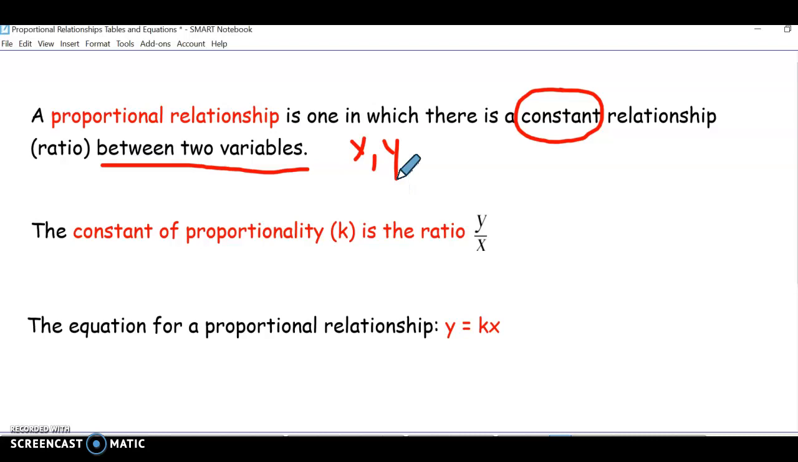All right, we are going to talk about something called the constant of proportionality, and we use the special letter K for that. And we're going to talk about finding it by dividing our y variable by our x variable. And finally, the equation for a proportional relationship is going to look something like this: y is equal to K, whatever we determine K to be, times x. Okay, hopefully you remember some of that. So let's go through a few examples using tables today.